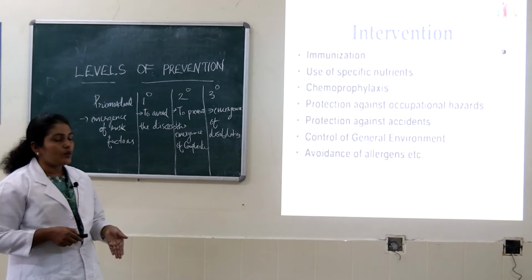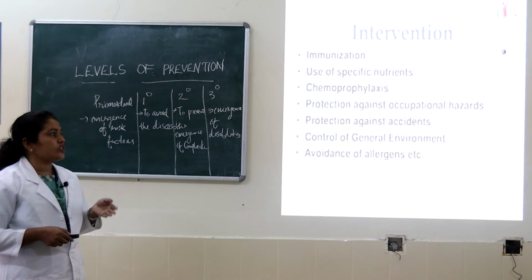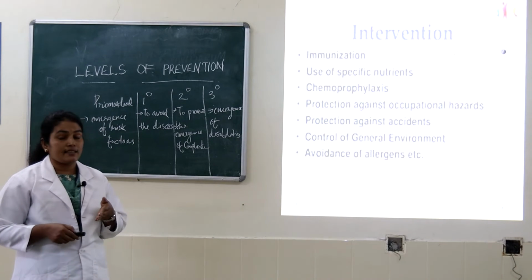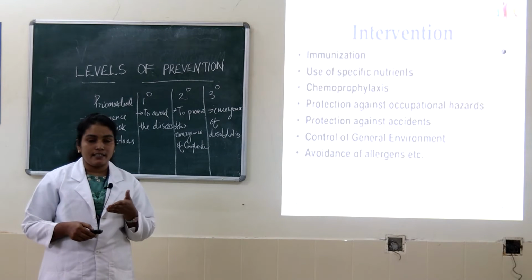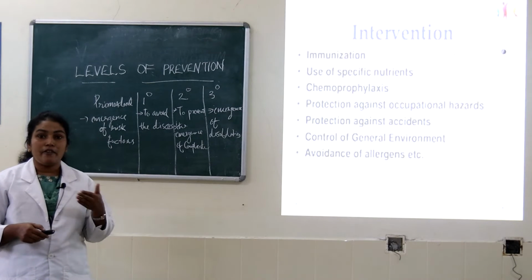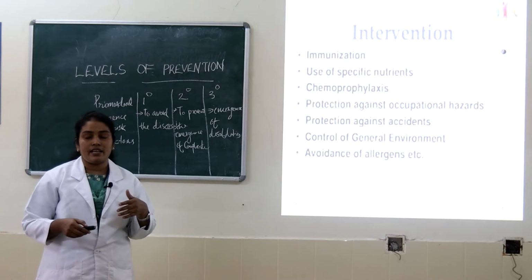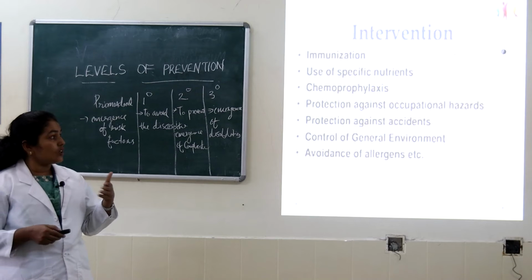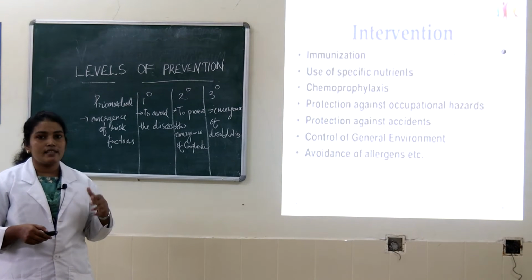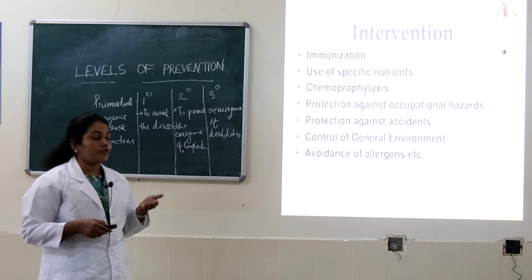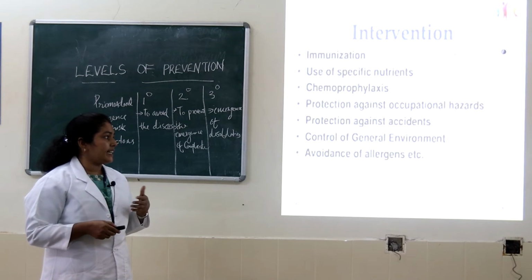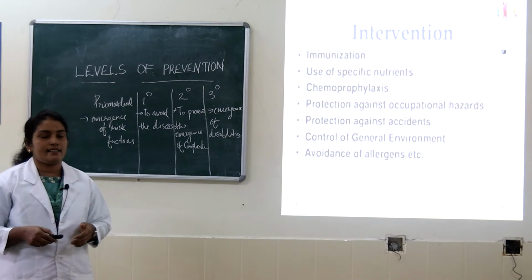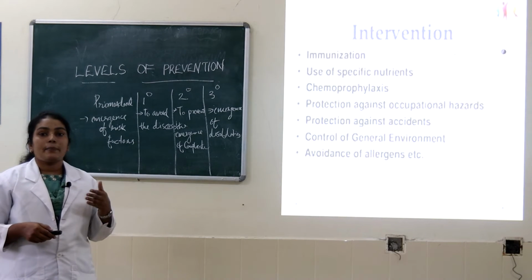The interventions in primary level prevention include immunization, use of specific nutrients to prevent nutritional deficiency disorders, and chemoprophylaxis, for example, tablet doxycycline taken to prevent leptospirosis after a flood. Then protection against occupational hazards: in factories, the persons wear masks and goggles to prevent occupational health hazards. Then protection against accidents, control of the general environment, and avoidance of allergens in specific seasonal conditions. These are the interventions included in primary prevention.